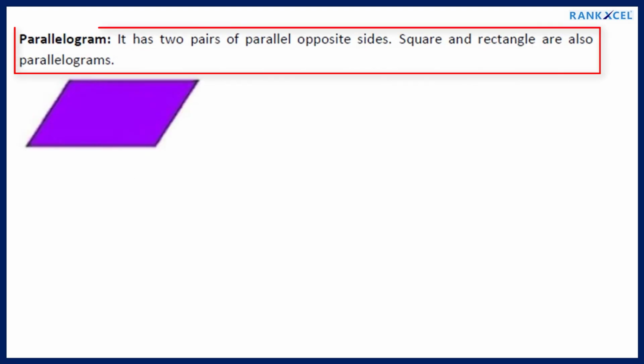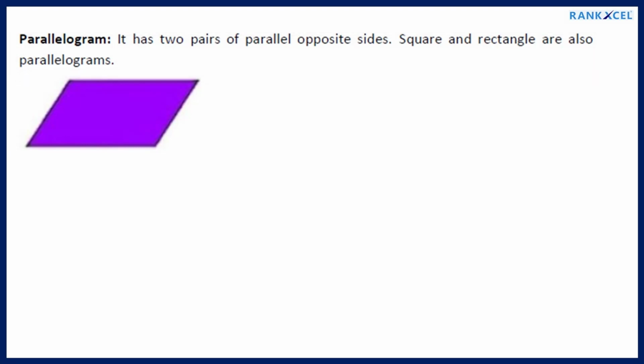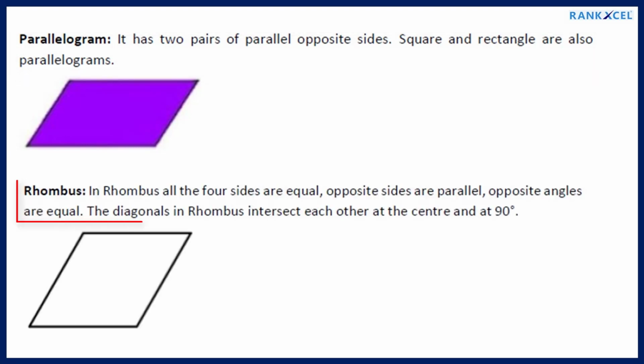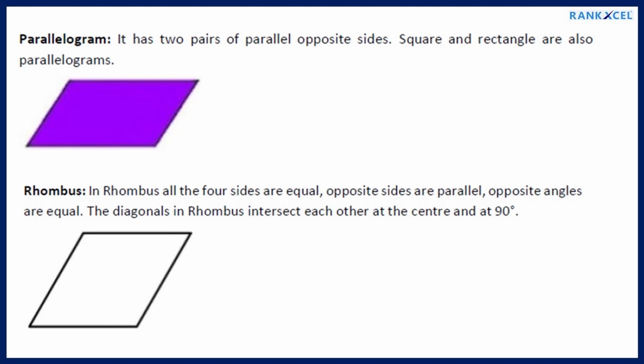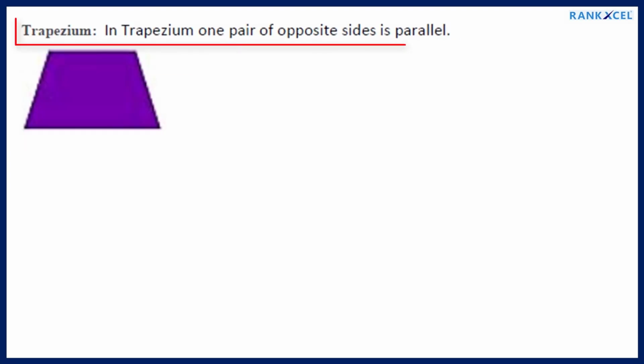Parallelogram. It has two pairs of parallel opposite sides. Square and rectangle are also parallelograms. Rhombus. In a rhombus, all the four sides are equal, opposite sides are parallel, opposite angles are equal. The diagonals in a rhombus intersect each other at the center and at 90 degrees. Trapezium. In a trapezium, one pair of opposite sides is parallel.